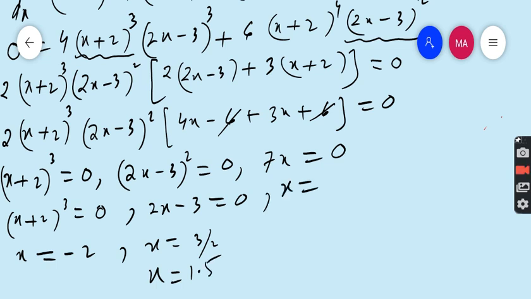And 7x equals 0 means x is equals to 0 because 7 must be divided on the other side. Hence our answer is the x coordinates are minus 2, 0 and 1.5. Very interesting question and very important question from the examination point of view. Move to the next question, question number 6.